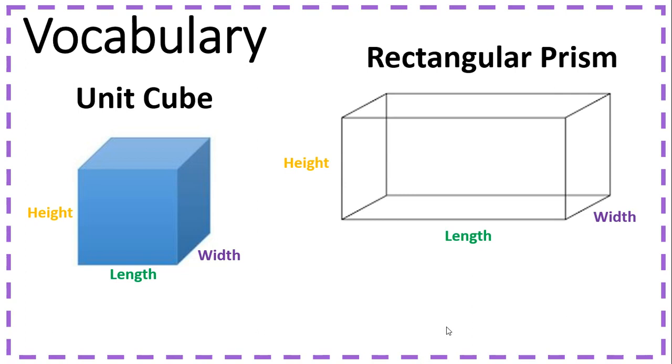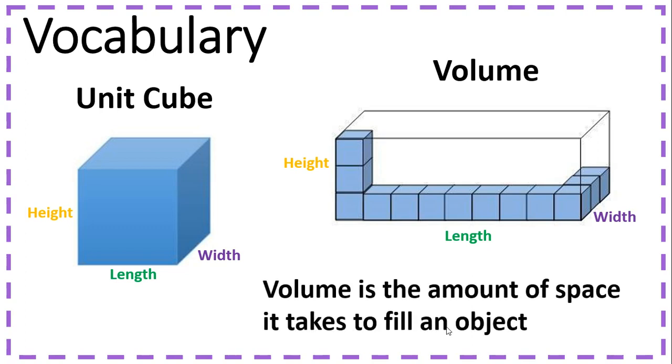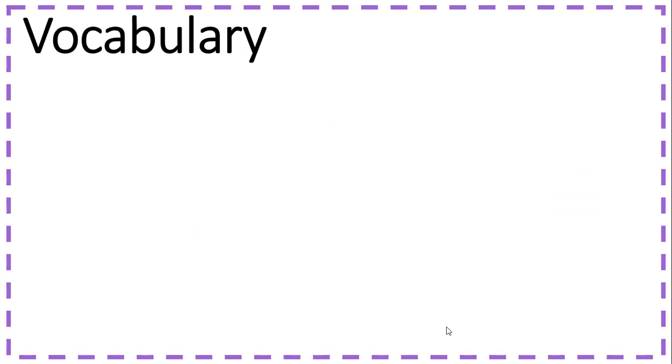A rectangular prism is a three-dimensional or 3D shape, which means it takes up space. Notice that the side lengths are rectangles, so that's why it's called a rectangular prism. Here we have a rectangular prism partially filled with unit cubes. This is what we'll be focusing on today. Volume is the amount of space it takes to fill an object, so we use unit cubes and count how many we use to figure out how much space is filled.